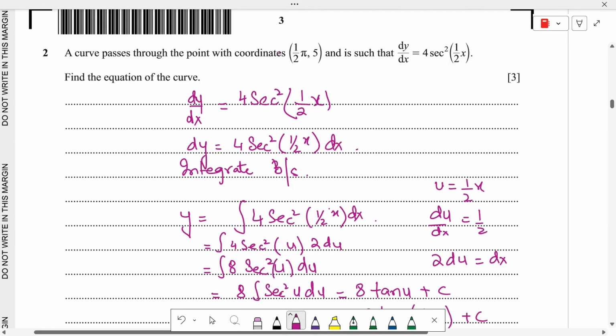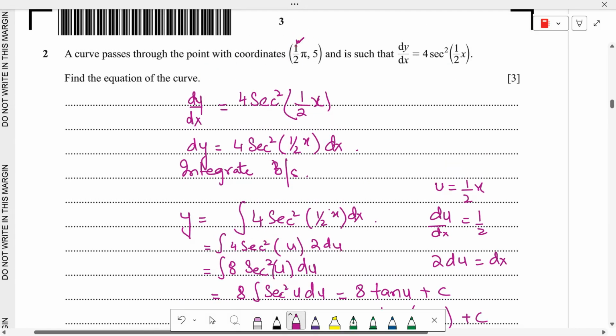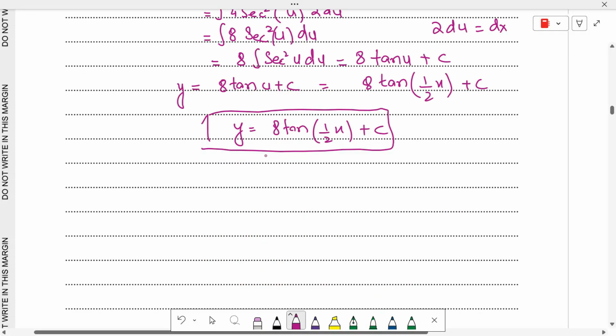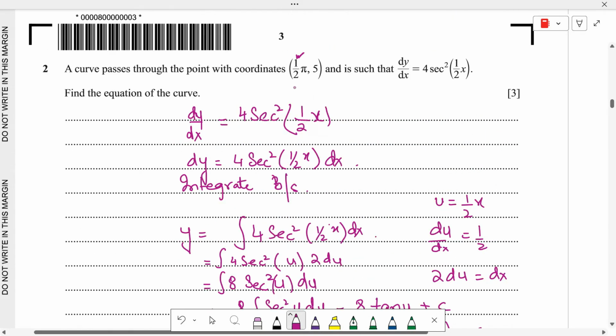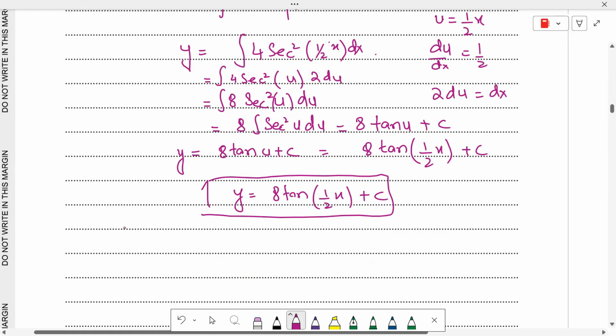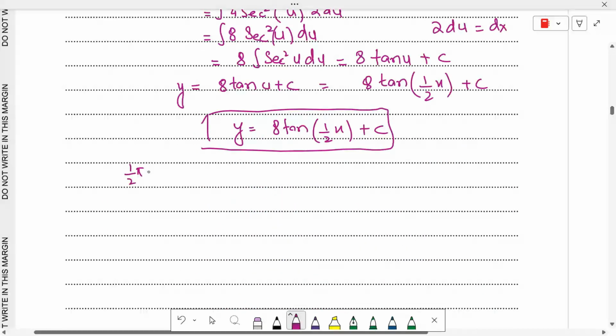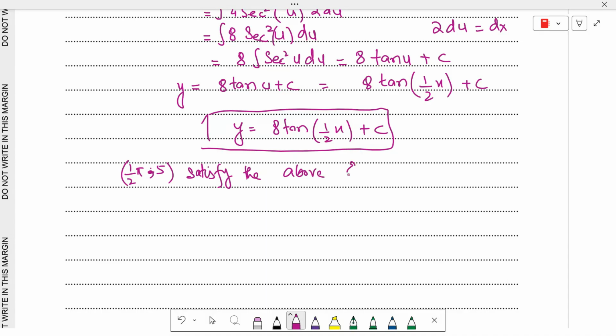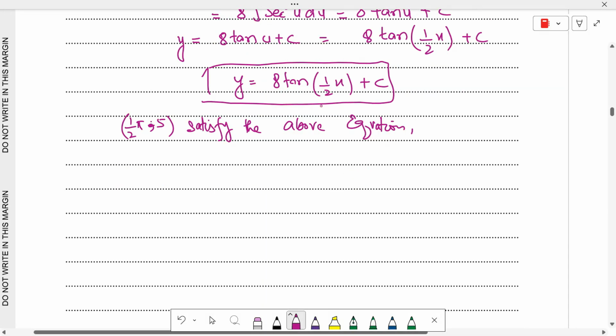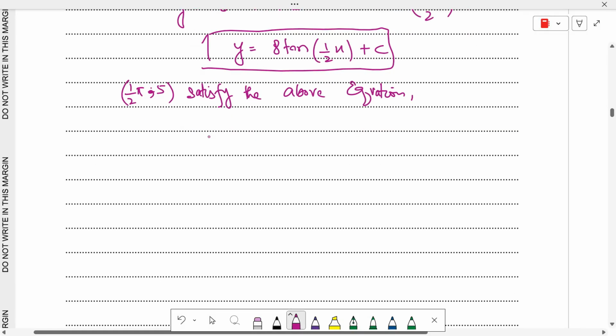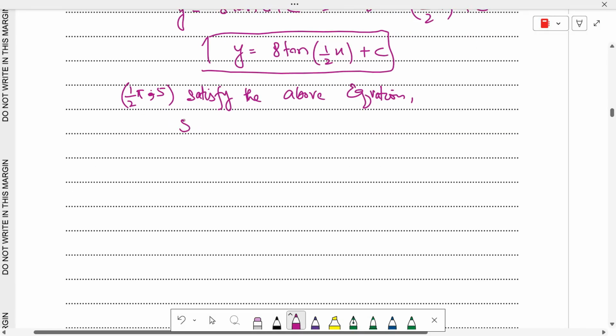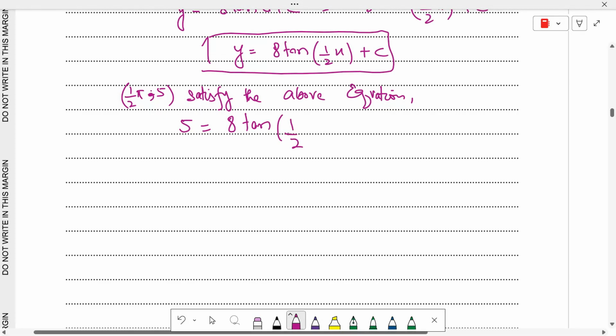To find the value of the unknown, we will plug in this coordinate, because the curve is passing through this point and this point always satisfies the curve equation. So we can say that (1/2 π, 5) satisfies the above equation. So the y coordinate 5 is equal to 8 tan(1/2 times x), where x is 1/2 π, plus c.